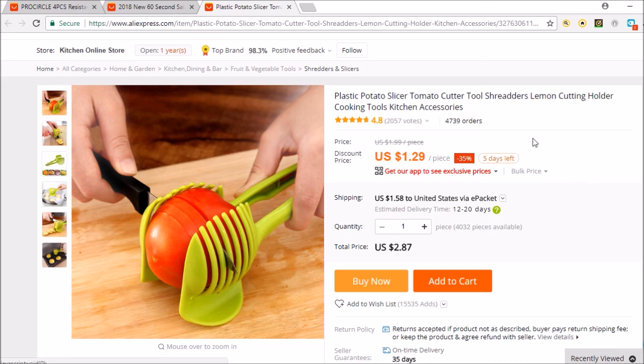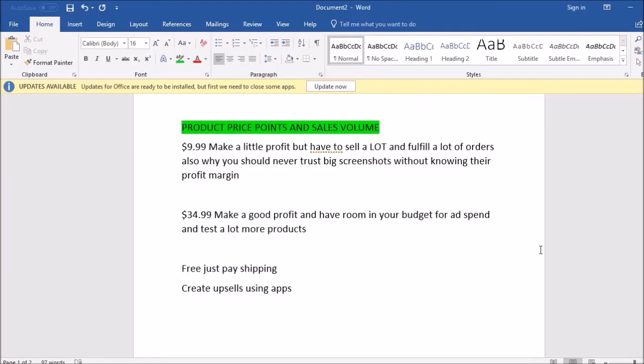You would have to sell so many of them and fulfill, you have the same problem though. You would have to fulfill so many orders and it's just not worth it to me, which is exactly why I don't teach free just pay shipping. If you guys ever want me to make a video like that, I could make it just for the sake of making it, but it's just a waste of time, guys. You're not going to make any profit that way. So that's why I don't promote free just pay shipping.